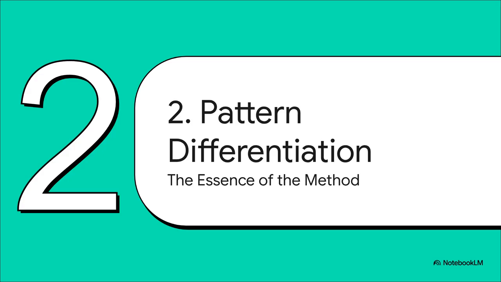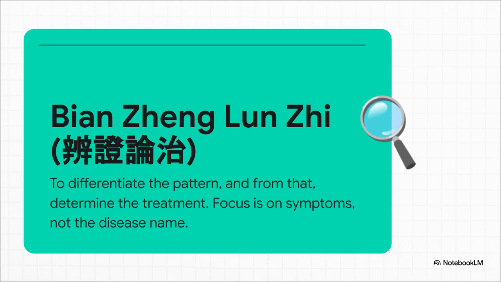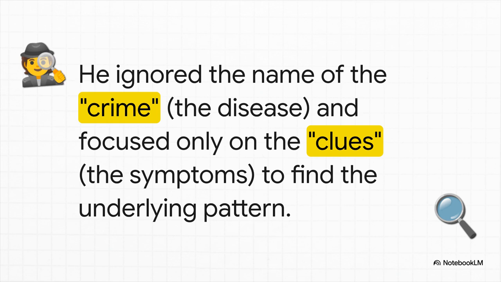Okay, so knowing the texts is one thing, but how did he actually apply them? This is where we get to the absolute core of his method. This is the real key that unlocked these ancient formulas for our modern world. It all comes down to this one principle, Bian Zheng Lun Zhi. Basically, it means you don't treat the name of the disease. You don't treat diabetes or arthritis. Instead, you treat the patient's specific, unique collection of symptoms, what Chinese medicine calls the pattern. The modern diagnosis is almost beside the point. The pattern is everything.